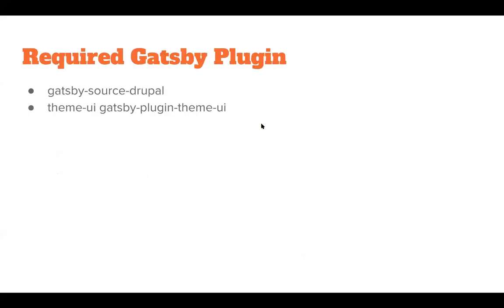So we're now going to proceed with setting up Gatsby. So first, we need to install gatsby-source-drupal. That's the plugin that we're going to use to build the connection between Drupal and Gatsby. And then we're going to use theme-ui, gatsby-plugin-theme-ui. So that's basically the theme for Gatsby. That's the default.